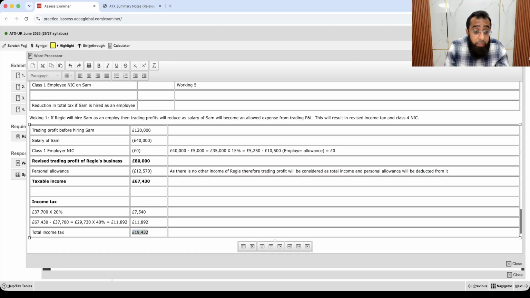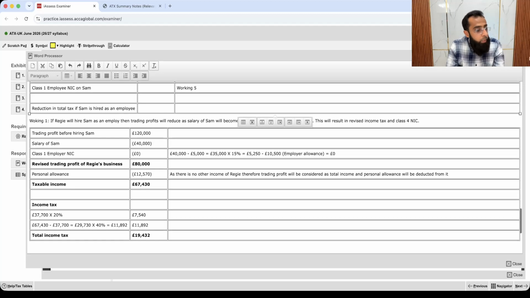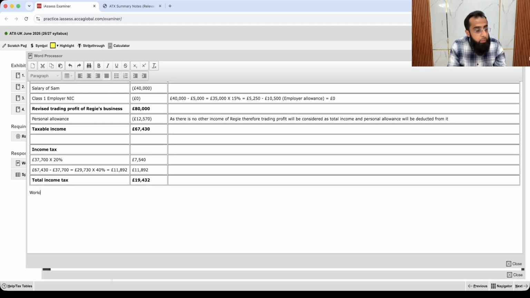I believe it's easy if someone is alert in his work. So this will be the revised income tax arising. I am given the total tax before hiring Sam. I will calculate everything if we hire Sam and we'll see if any tax is reducing or not. What about class 4 NIC? Working 2. Class 4 NIC will arise on revised trading profit of £80,000.